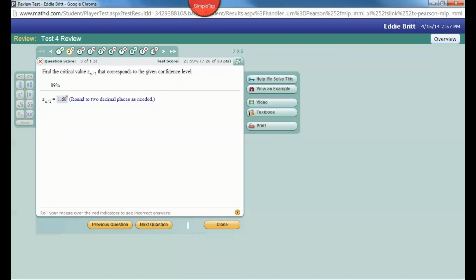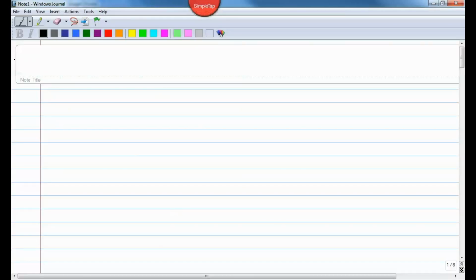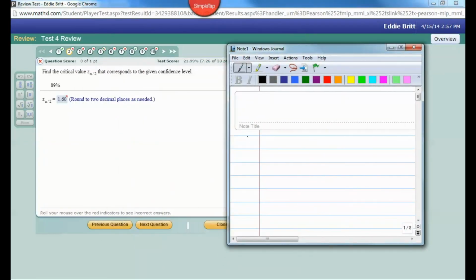All right, next question. Find the critical value z sub alpha over 2 that corresponds to the given confidence level. Confidence level of 89%. Okay, so 89% confidence level means we have an alpha equal to 1 minus 0.89, or 0.11. So z sub alpha over 2 is z sub 0.11 divided by 2.